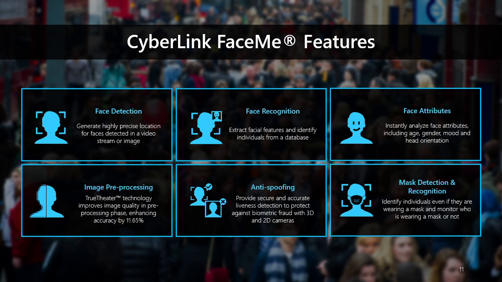The fifth part is called anti-spoofing. We know that right now many people are trying to use photos or videos of people to attack facial recognition systems. The FaceMe engine provides two methodologies. One is called 3D anti-spoofing, which uses a 3D depth sensing camera to verify if it's a real or fake person. Secondly, we support the 2D camera: even using a 2D camera without depth information, we can use AI technology to recognize whether it's a real or fake person.